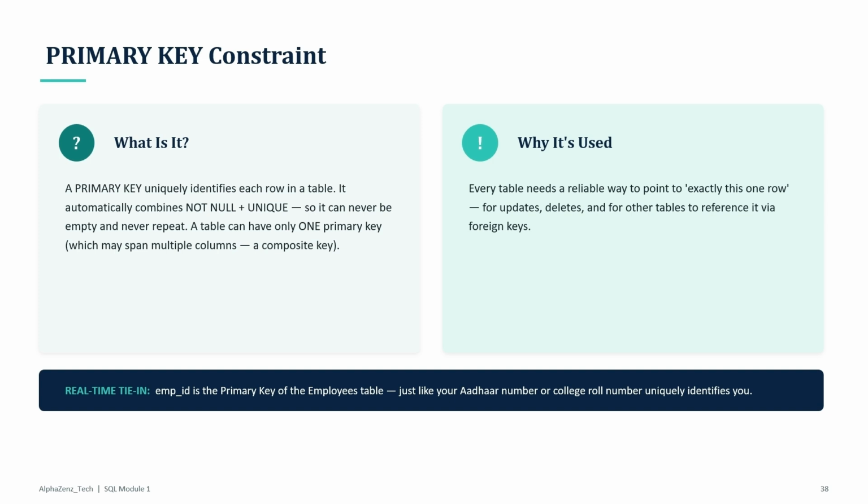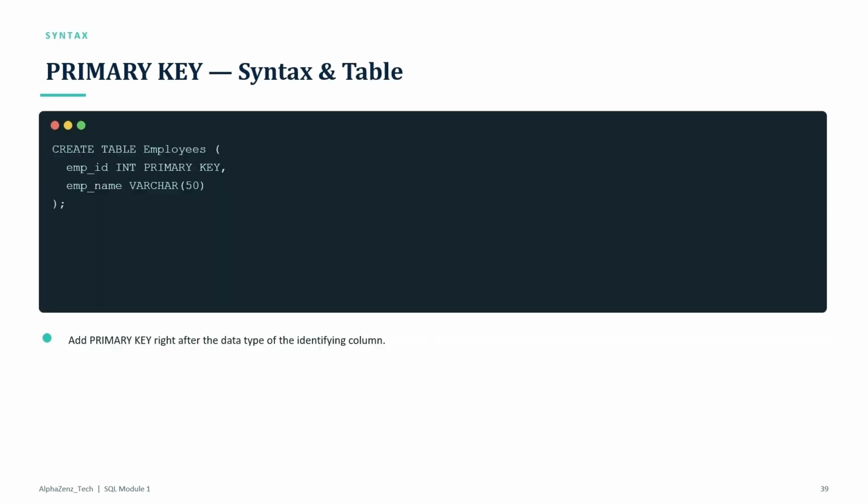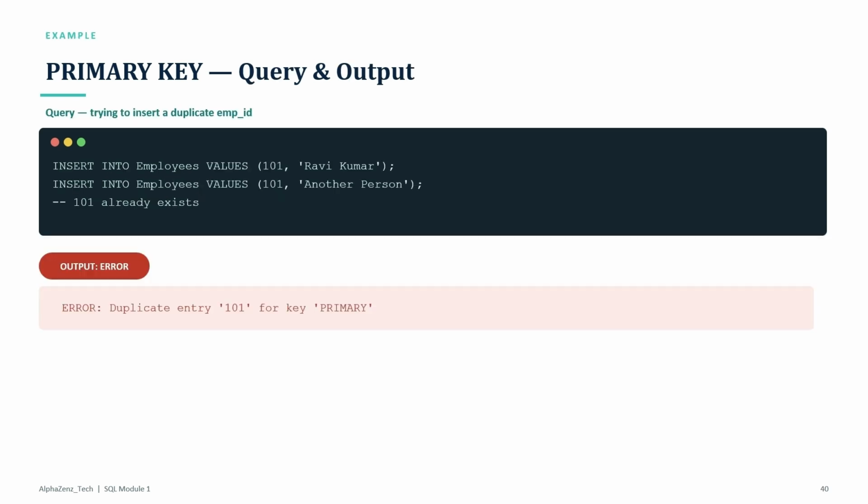Why does every table need this? Because you need a reliable way to point to exactly this one row, for updates, for deletes, and for other tables to reference it through foreign keys. Real example: emp_id is the primary key of our employees table, just like your Aadhaar number or your college roll number uniquely identifies you. Slide 46. Primary key, syntax and table. CREATE TABLE employees (emp_id INT PRIMARY KEY, emp_name VARCHAR(50)).